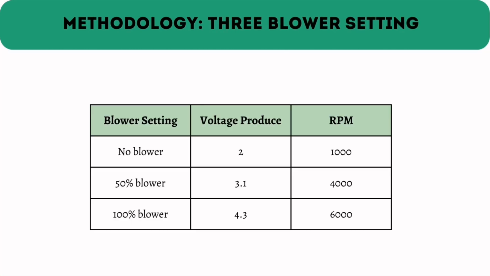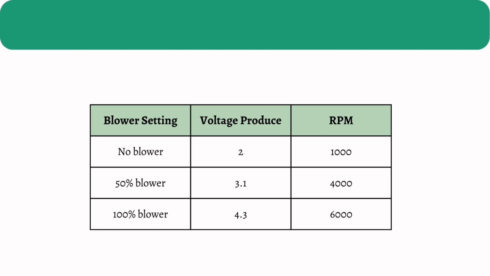These are the three blower settings, which are controlled by the potentiometer. For the first setting, which is no blower, it uses 2 volts from the supply, which are the battery and the Stirling engine. For the second setting, 50% blower, it uses 3.1 volts. And for the last setting, 100% blower, it uses 4.3 volts from the supply.